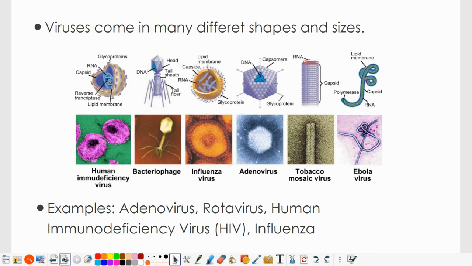Viruses come in many different shapes and sizes, and here are just a few examples. We have HIV, the human immunodeficiency virus, which causes the disease AIDS. Next to that, we have a bacteriophage. There's the flu virus, and again, you'll see the flu virus looks pretty similar to what coronavirus does. They're not far off from one another. An adenovirus, the tobacco mosaic virus, and Ebola virus on the very end there.